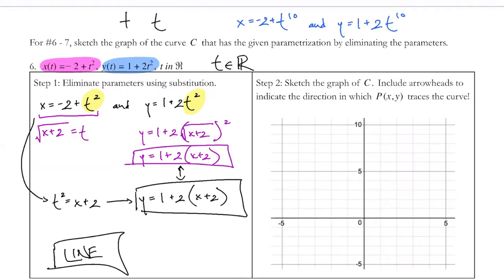And if I did this, instead of powers of 10, if I had powers of 100 in both of them, I would still get a line. And if I change those powers to just like third power, I'd still get a line, okay?